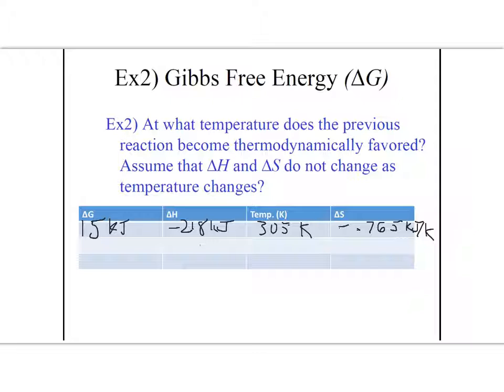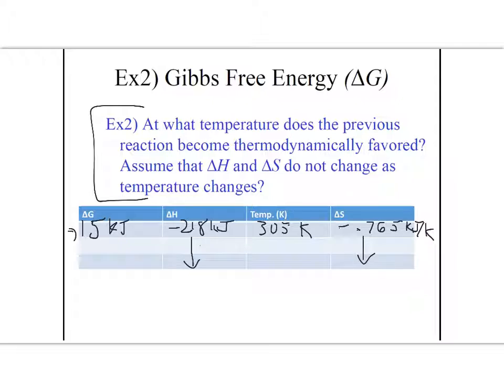All right, folks, so here's the next step, right? What happens when we change temperature? So at what temperature does that reaction that we just calculated for become thermodynamically favorable? So we're going to assume, because we got 15 kilojoules here, that delta H and delta S stay the same. We're going to figure out, okay, what happens when we change the temperature?